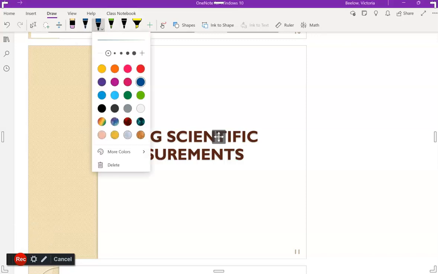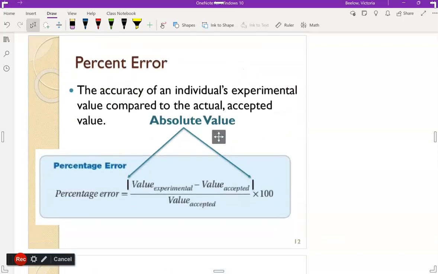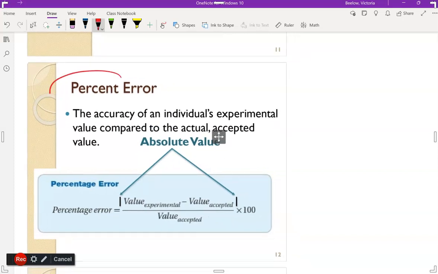In this video, I'm going to be going over scientific measurements, specifically significant figures. But before I get to that, I want to talk a little bit about percent error. This is something that you will do a lot in labs, and essentially it is how accurate you are in a lab comparing your experimental data to the actual accepted data.